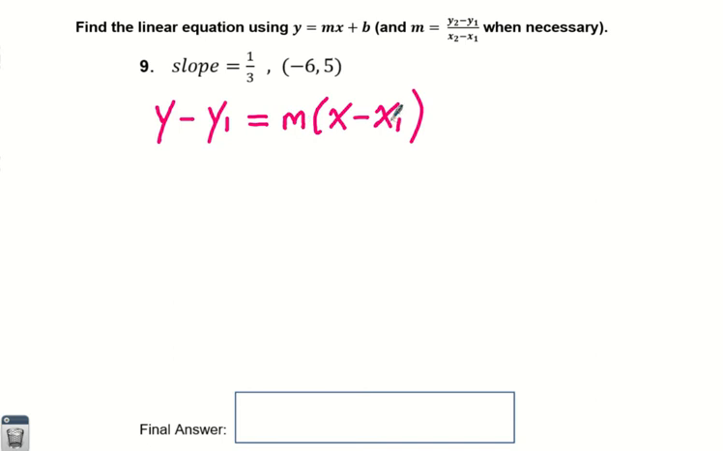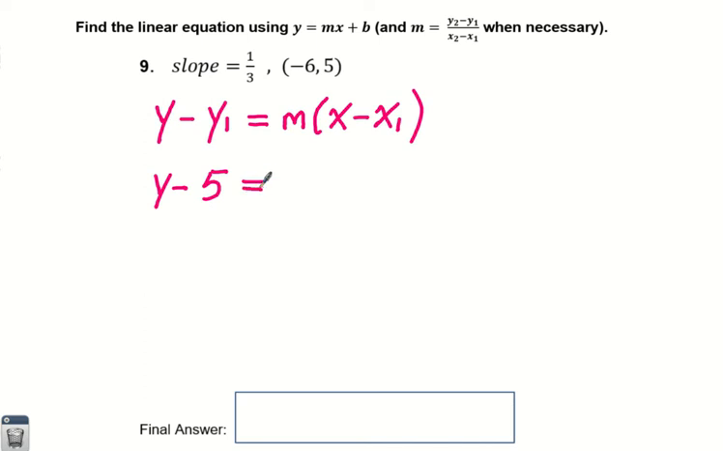Again, the point goes in for x1 and y1. And you plug in the slope for the m. And so we already have all the stuff for free. It's there, just that's right here. So I'm going to plug in 5 for y1, and I'm going to plug in nothing for the y.